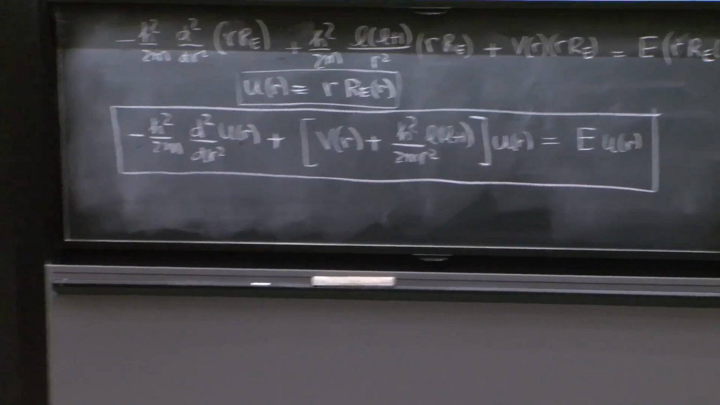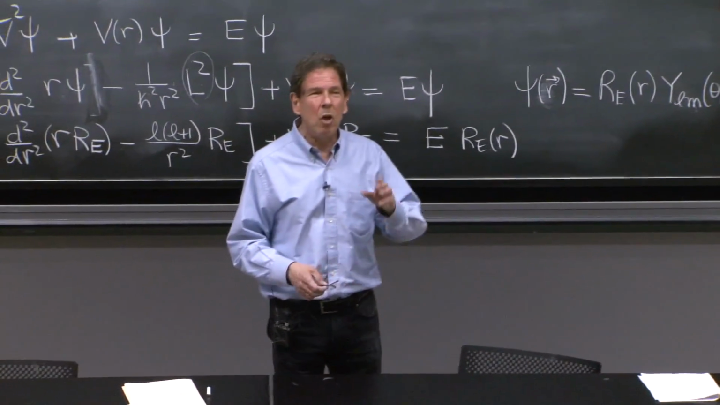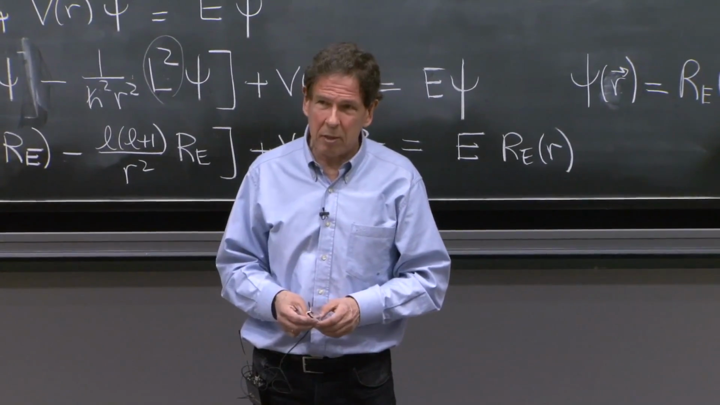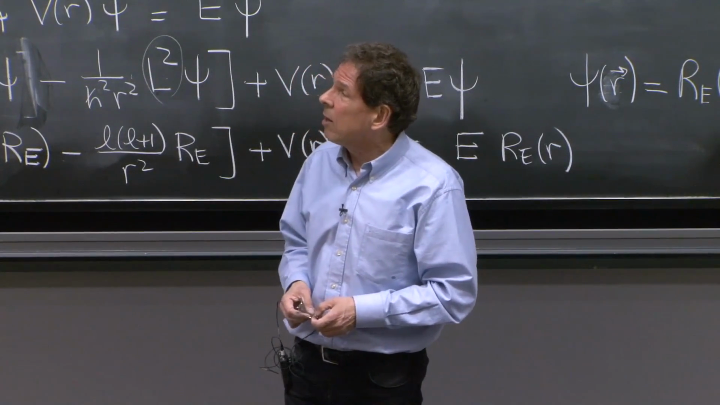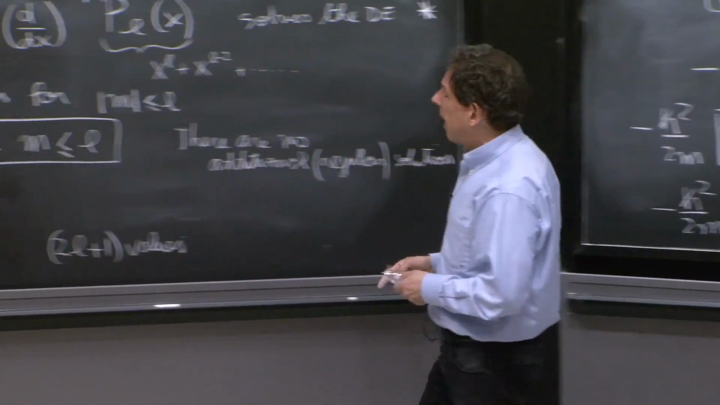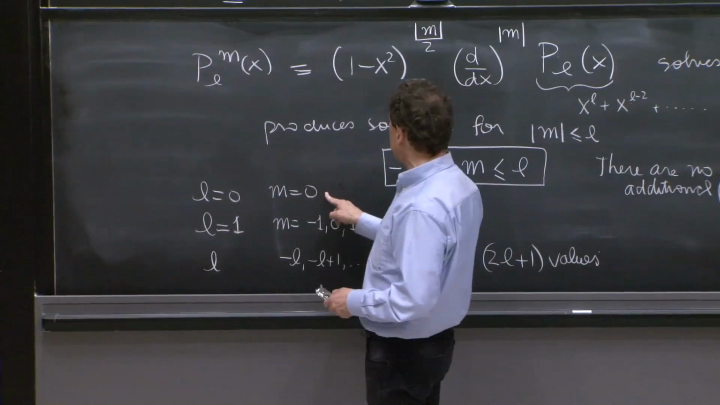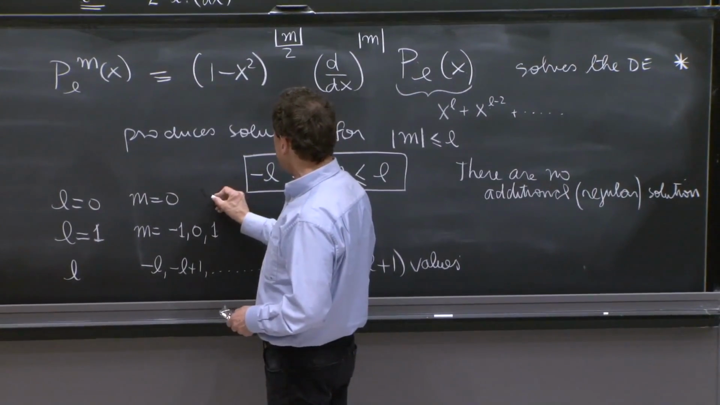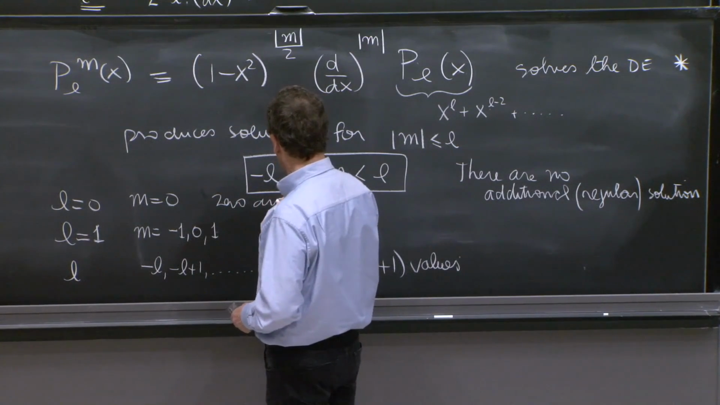l equals 0 is the easiest thing. So if the particle is in 3 dimensions but has no angular momentum, and remember l equals 0 means no angular momentum, it's this case. l equals 0 means m equals 0, L squared is 0, L_z is 0. This is 0 angular momentum.